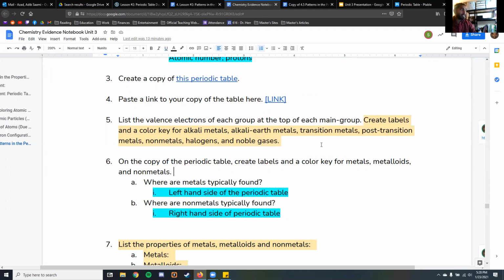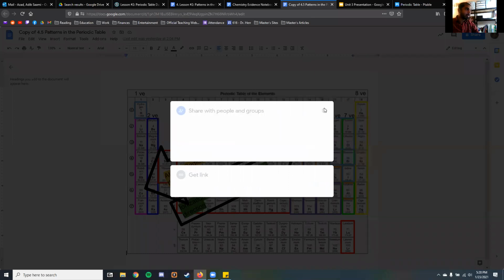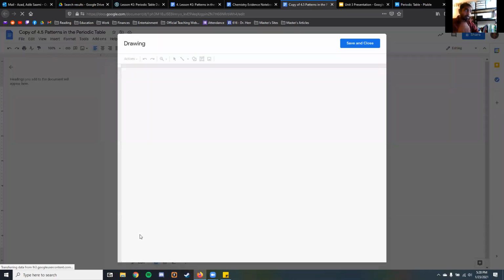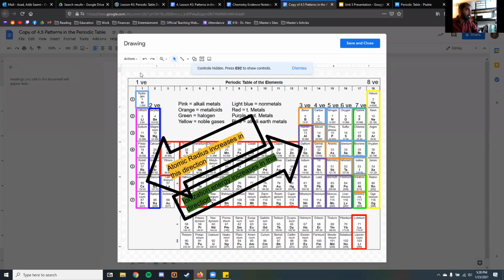Now, I have you list out the valence electrons. We did that in class. Basically, what you're doing here is you're pressing onto the thing, pressing edit, and you're just typing it in, right? 1 valence electron for everything in this group. 2 valence electrons for everything in this group. Skip a few, 3 valence electrons, so on and so forth, all the way up to 8.